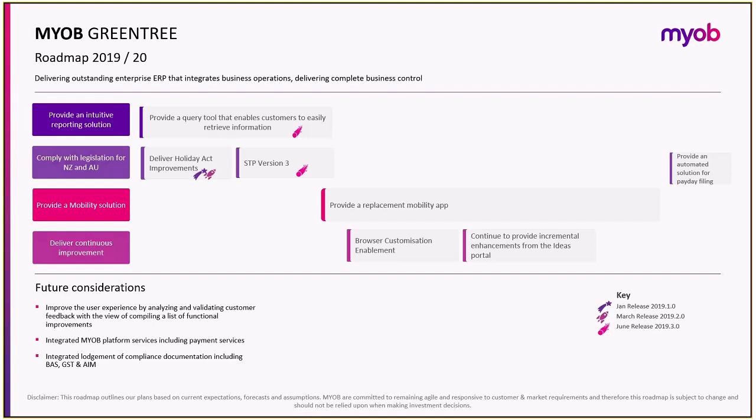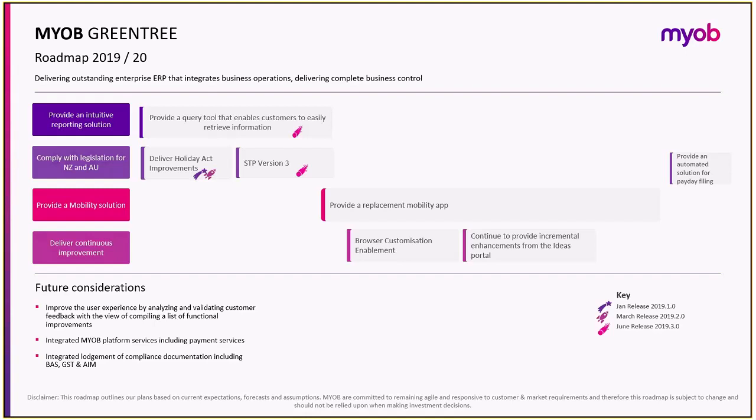We have compliance for New Zealand and Australia. That's not really applicable to the UK. And then we have provide a mobility solution. So this is where we currently have a mobility app which is going to be no longer supported from August 2020. So we are going through a process at the moment of determining what that replacement will look like. Lastly, we have delivery of continuous improvement items.